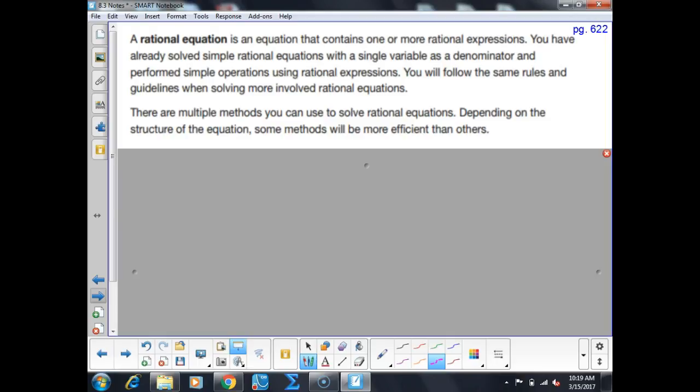Now, what's a rational equation? It's got an equal sign in it. Equations have equal signs. So what can we do with them? Now we can solve them.